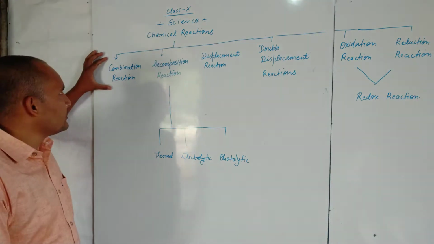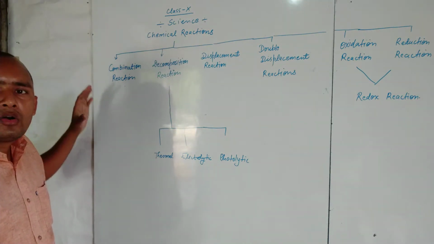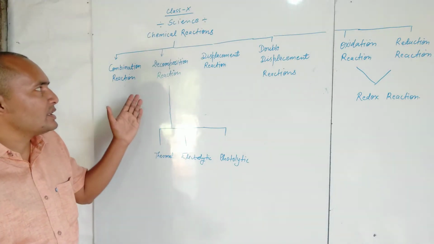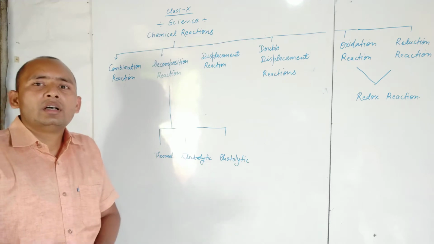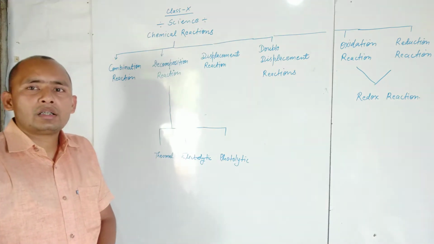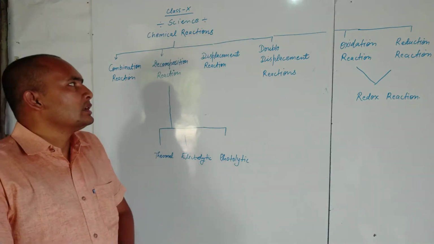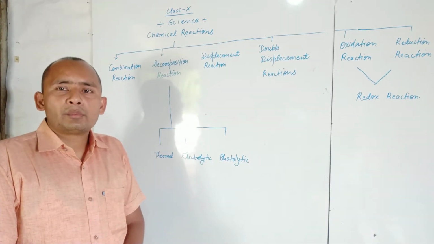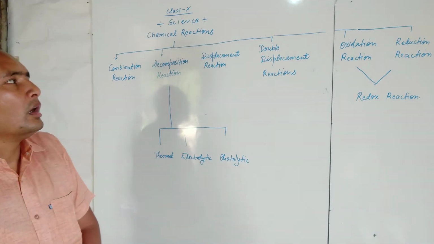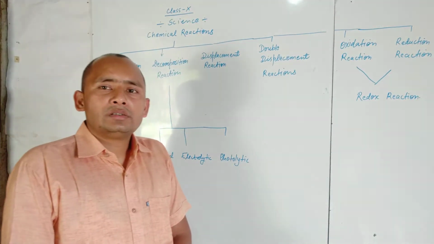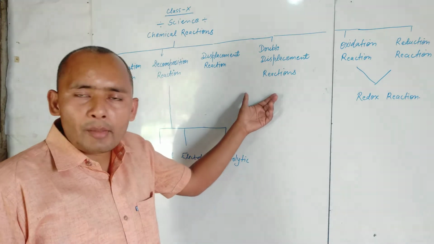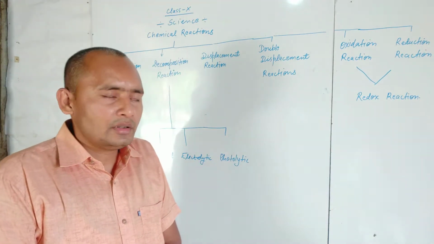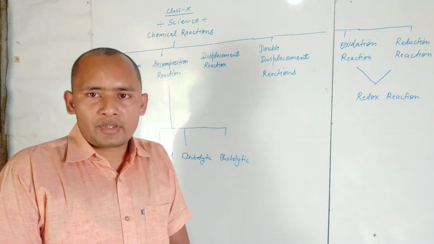First of all, combination reaction, which means योगात्मक अभिक्रिया. Second is decomposition reaction, that means अपघटन या वियोजन अभिक्रिया. Third is displacement reaction, that means प्रतिस्थापन अभिक्रिया. Fourth is double displacement reaction, that means द्विविस्थापन अभिक्रिया. And next is oxidation and reduction reaction, that means ऑक्सीकरण और अपचयन अभिक्रिया.